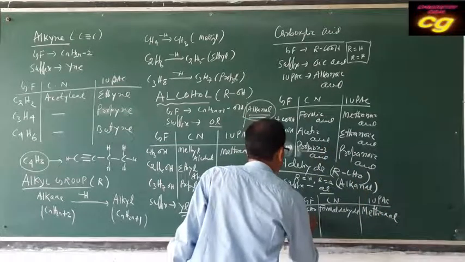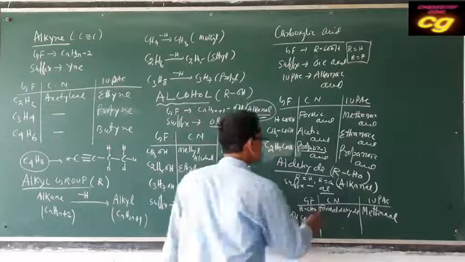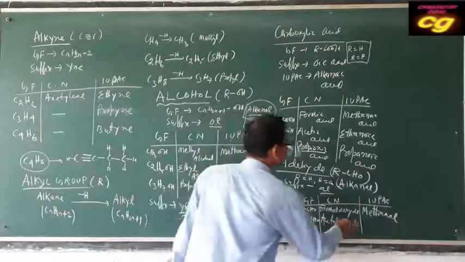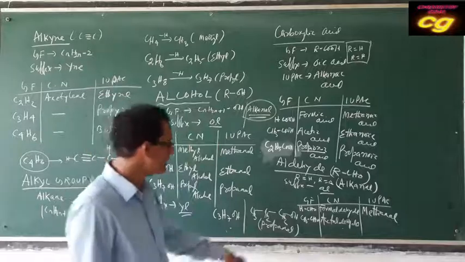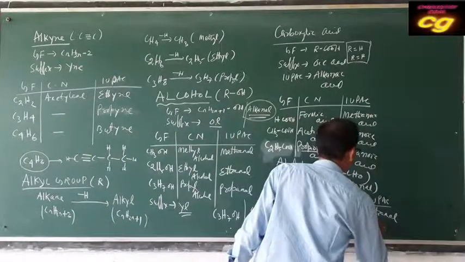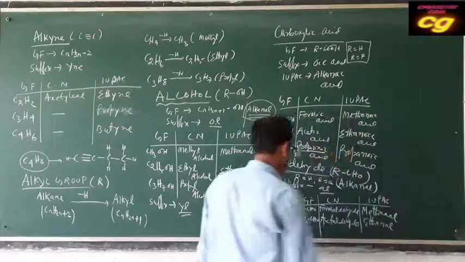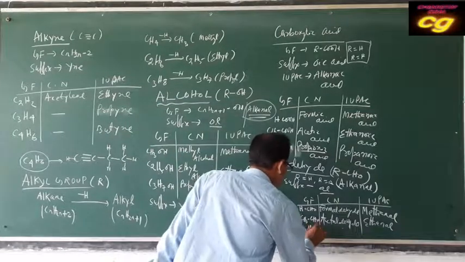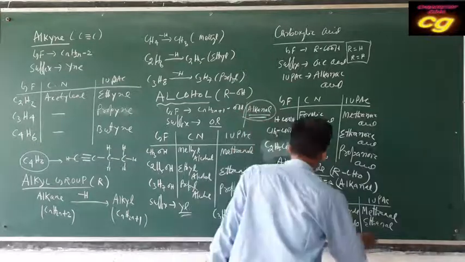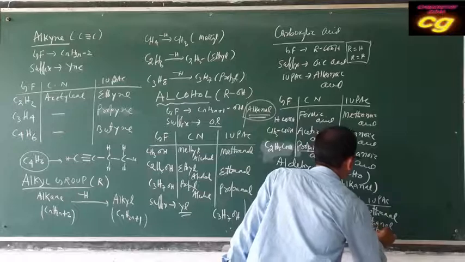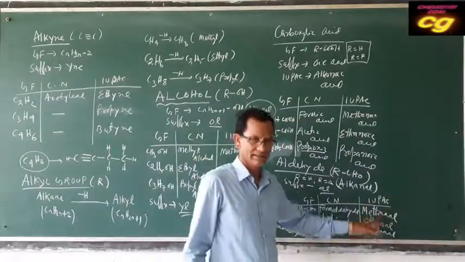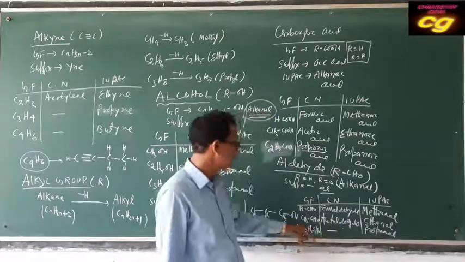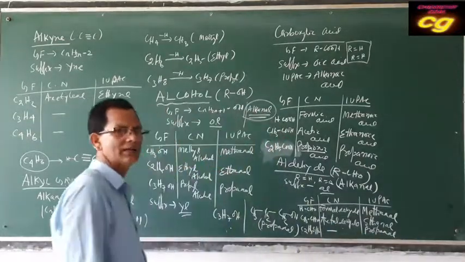Then CH3CHO, by taking R as CH3, that is acetaldehyde. Acetaldehyde, IUPAC name is 2 carbon, so ethanal. If you take next C2H5CHO, that is called propanal. So the last is al, derived from alkane: 1 carbon methanal, 2 carbon ethanal, 3 carbon propanal, 4 carbon butanal. It will be named like this.